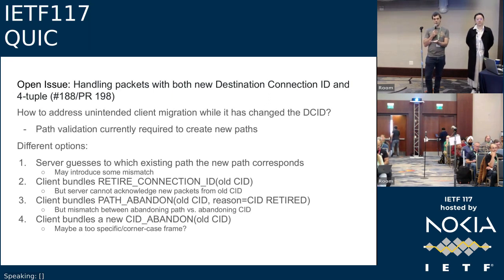Because it will appear as a new four-tuple without having some proper path validation, but as we discussed previously, just to check, so to create a new path. And so there are different options to cover this case. Either we let the server figure out to which four-tuple it corresponds, or we can tweak either the retire connection ID, the path abandon, or define a new frame which is very specific to that case. So maybe it would be nice to hear opinions.